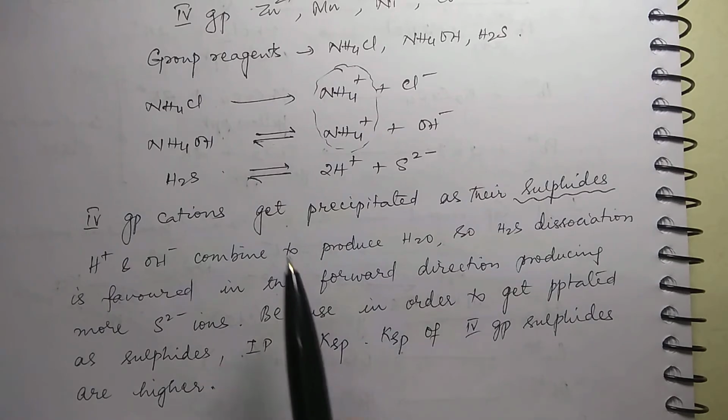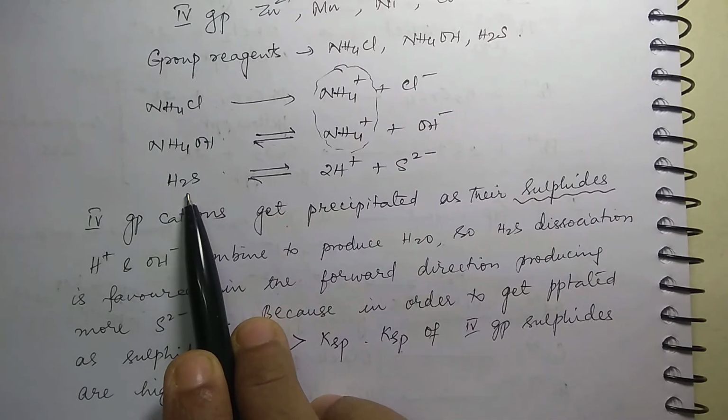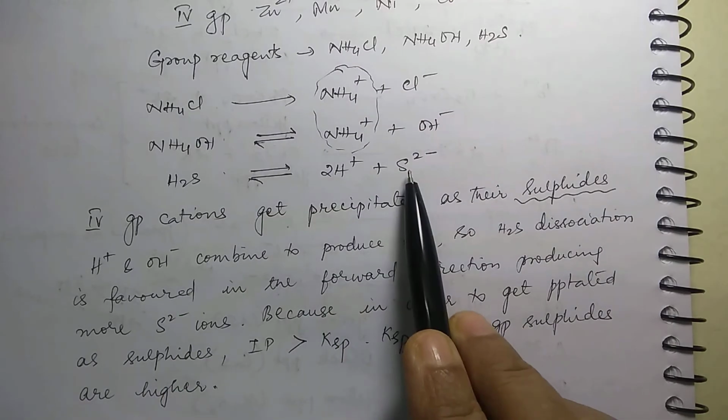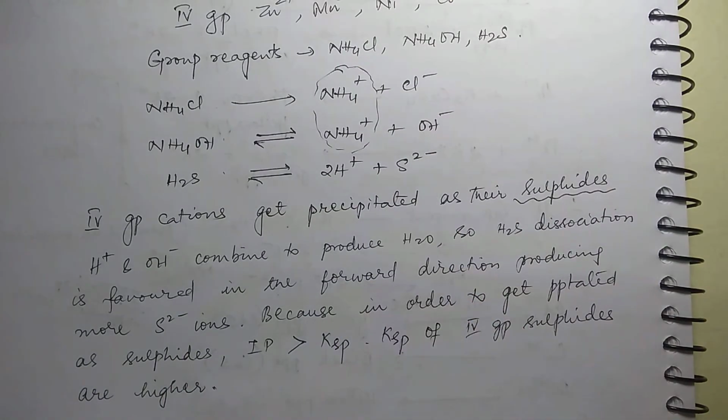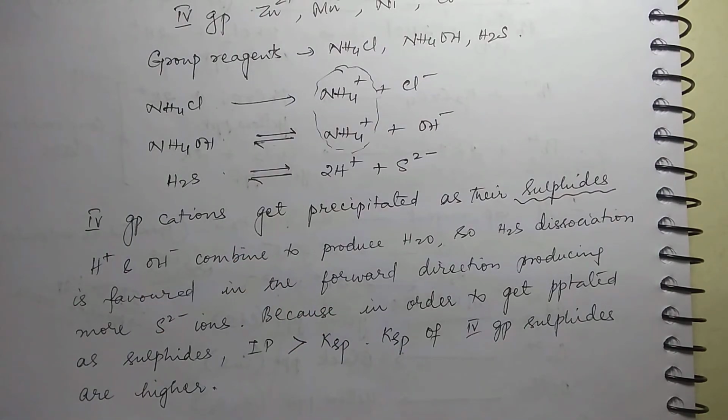That is why this NH4OH and H2S both are there, so that S2 minus production is increased. Okay, so that is the reason why both of them are added, right? Okay.